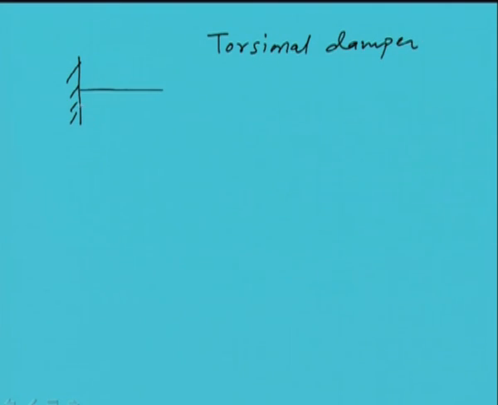So let us consider a cantilever beam with a disc at the front. This particular disc, when it is oscillating about its center, is immersed in some fluid. Because of that we are having a damping. Let us say that damping is CT. T represents the torsional damping.